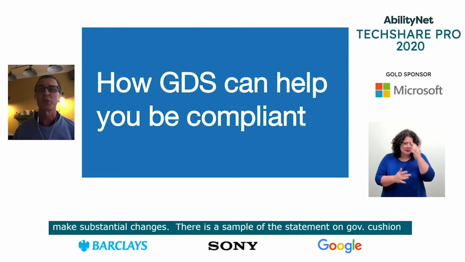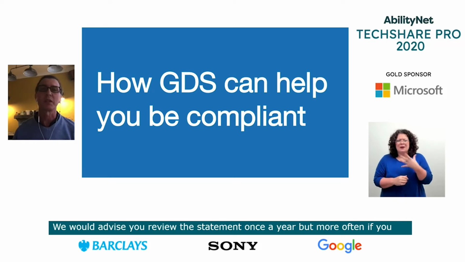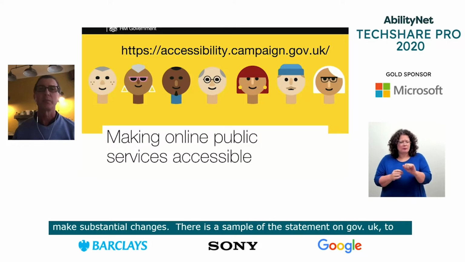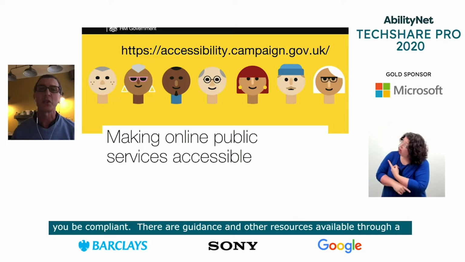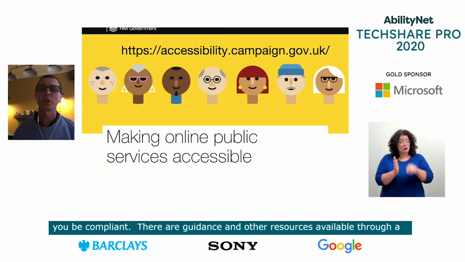In fact, there are lots of resources available to help you be compliant that GDS have provided. There's guidance and other resources available through a link, and a link to the regulations. And you can get to all of those through this link, which is accessibility.campaign.gov.uk.